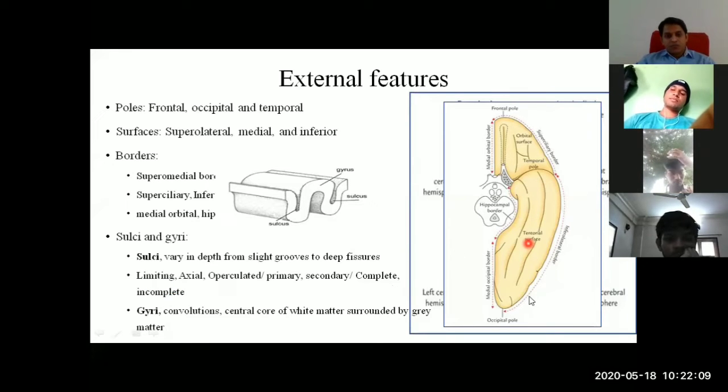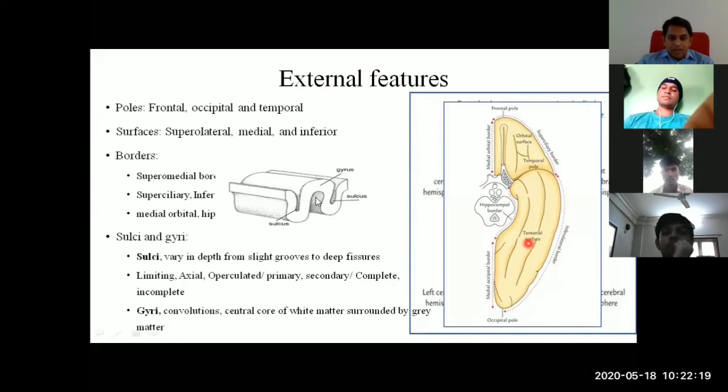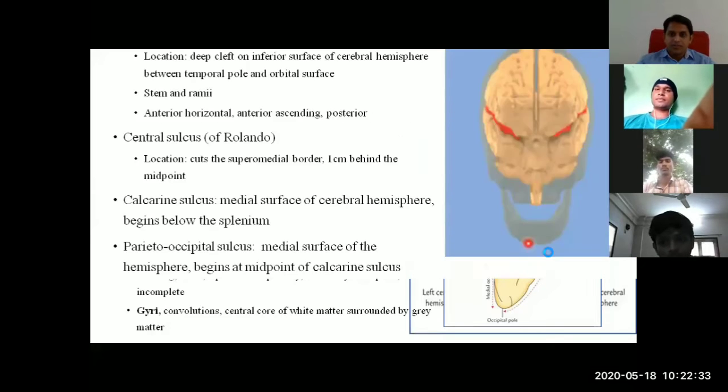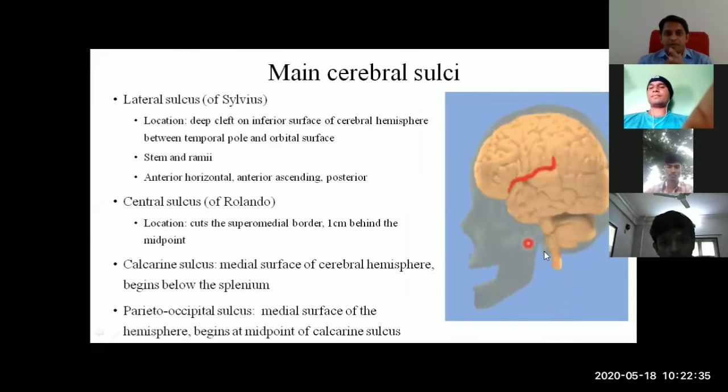Okay, now let us move further with the gyri. Gyri are nothing but the convolutions. You can see these convolutions. They consist of the outer gray matter and a core of white matter. The gray matter surrounds this core of white matter. Now let us see further the main cerebral sulci.